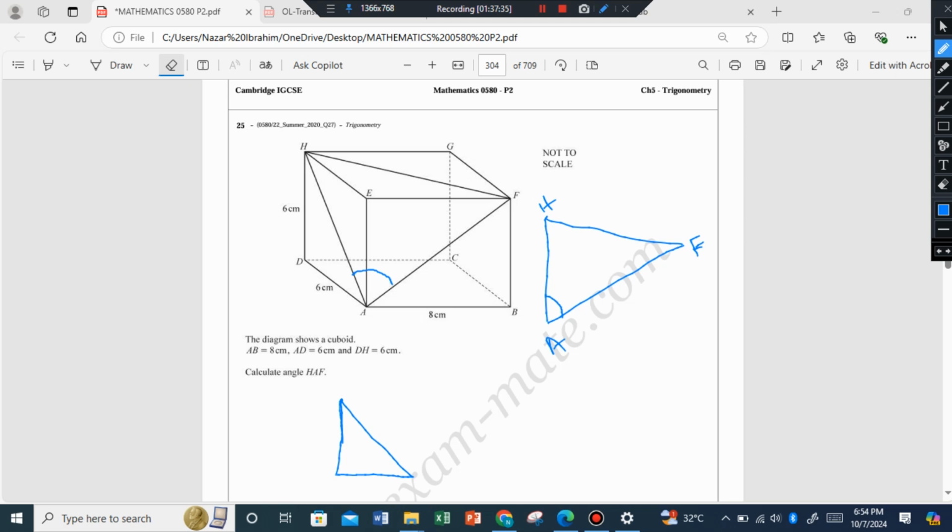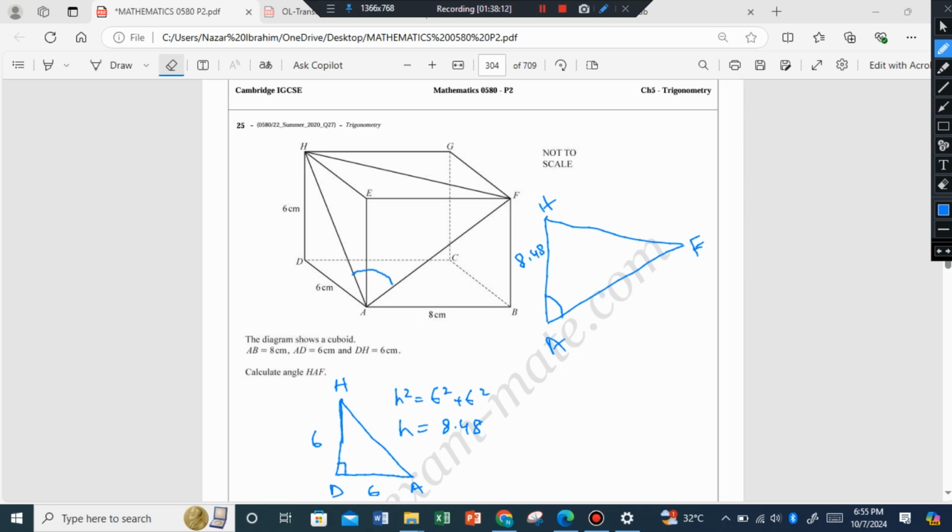first solving HAD. Since this is 90 degrees, this is 6 centimeters, this is 6 centimeters. Applying Pythagoras to get this side HA, 6 square plus 6 square. So HA is equal to root of 6 square plus 6 square, so 8.48. This is 8.48. So this side I have got. HA is 8.48.